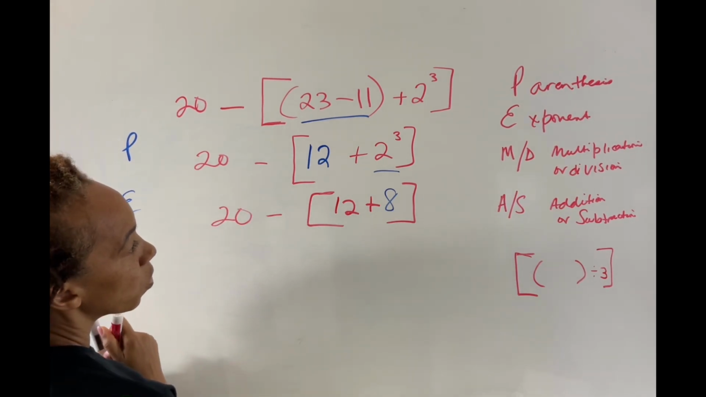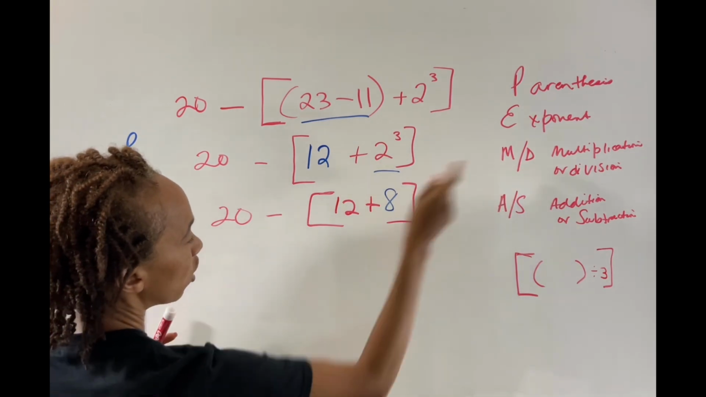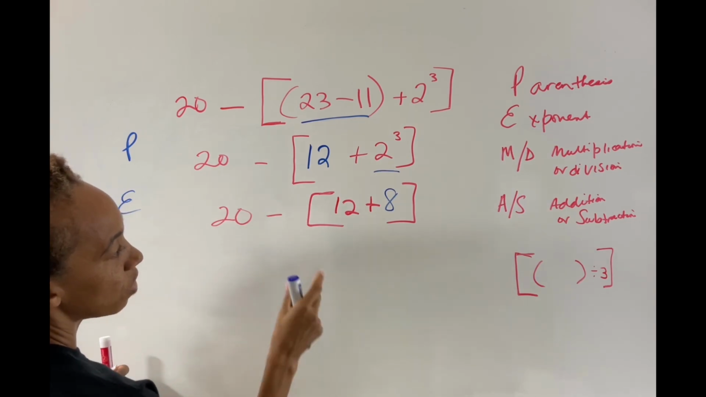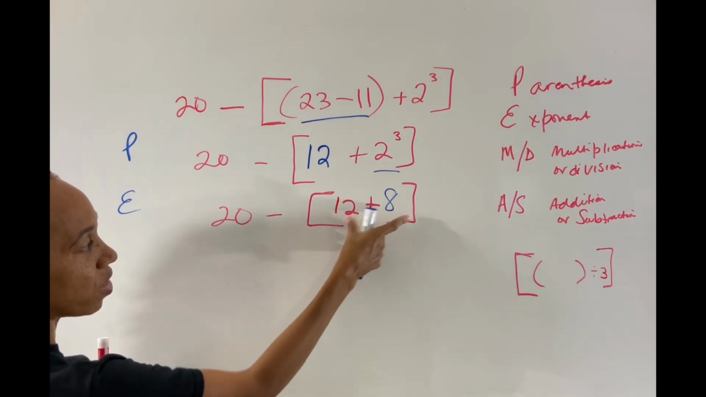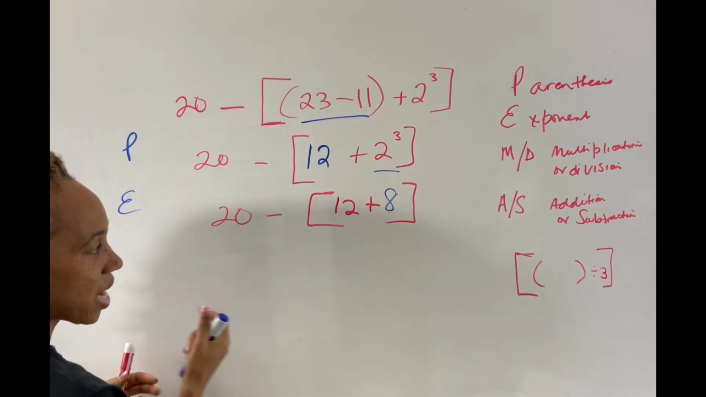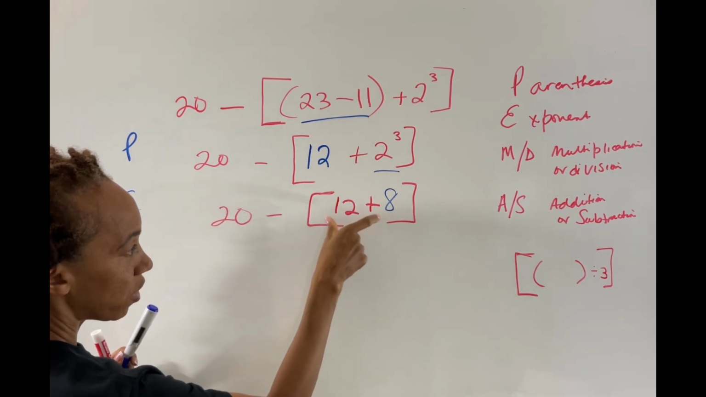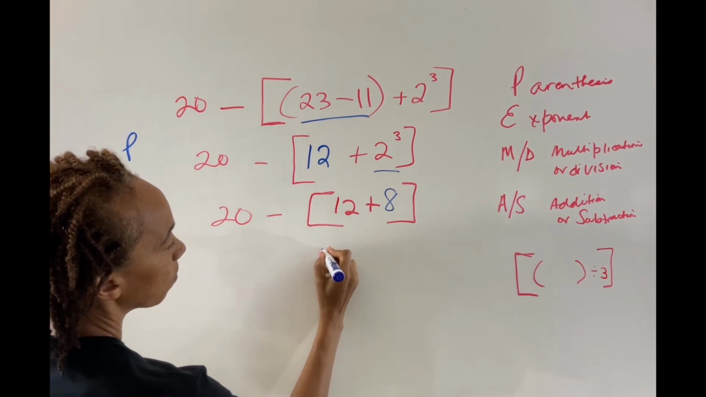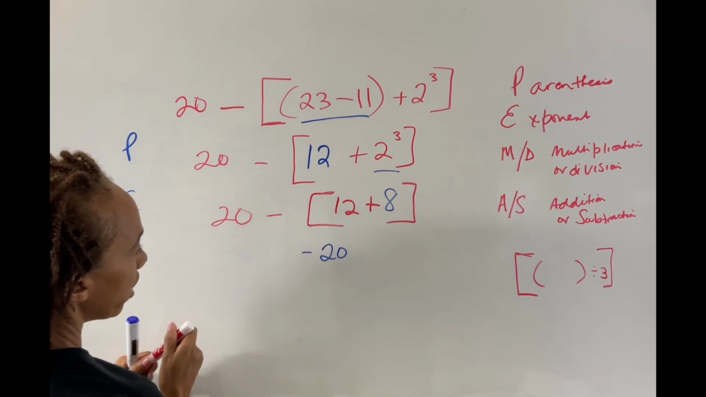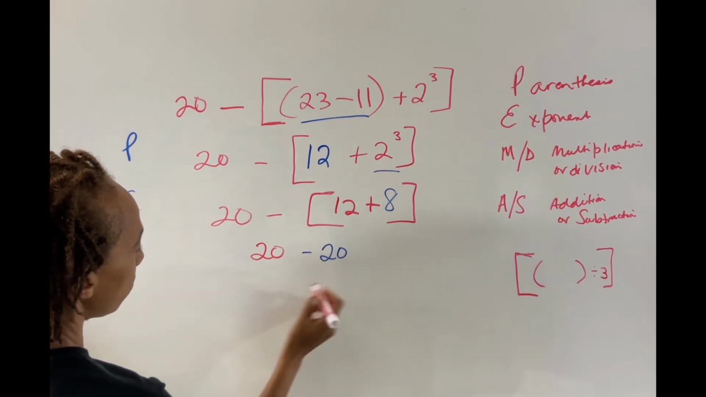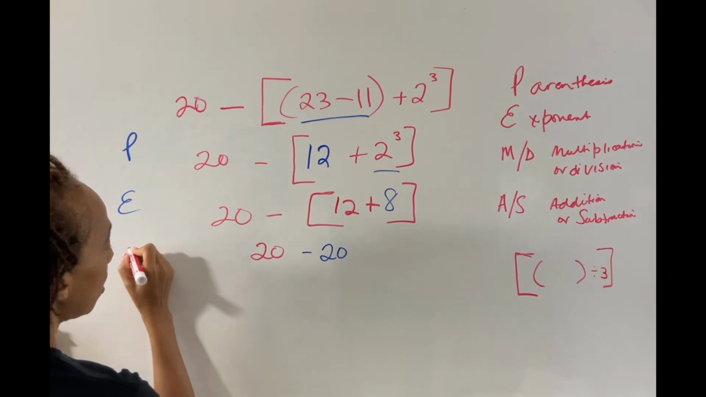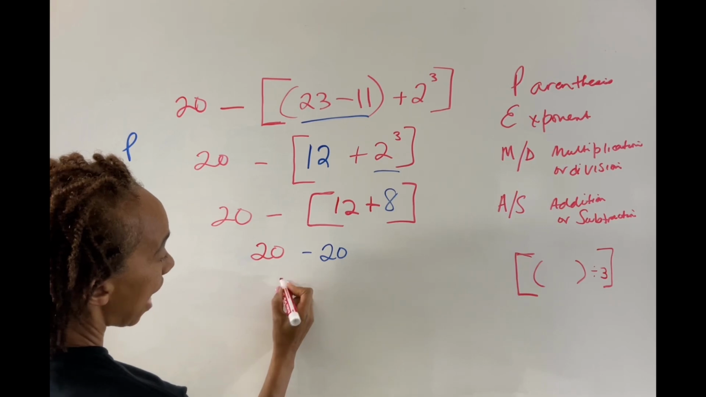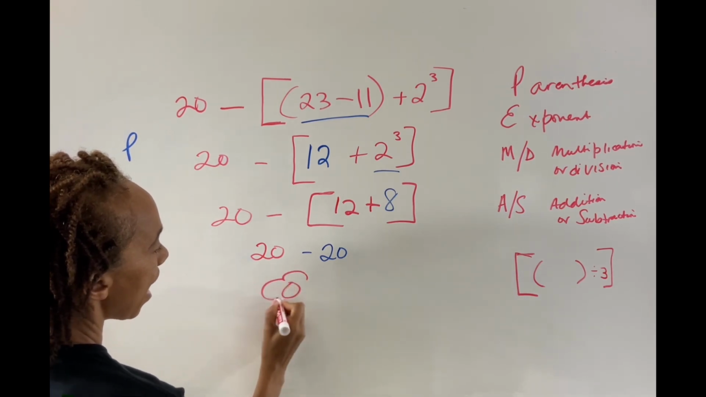So we don't have any multiplication or division here, so we go to the next one. We look for addition or subtraction, but even though we have the box here, you have to be careful. You have to do what's inside of the square parentheses here, and this is going to be 20. And now you are going to bring down the other 20, so 20 minus 20, and that is going to be subtraction because there's no addition there, and that is going to be 0 as your answer.